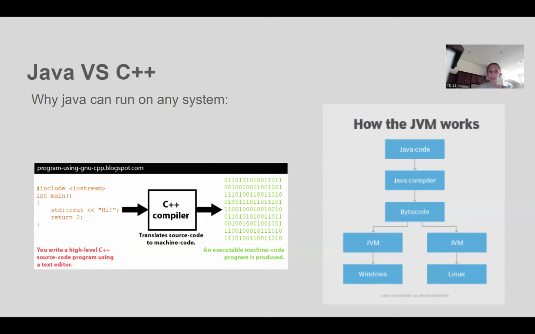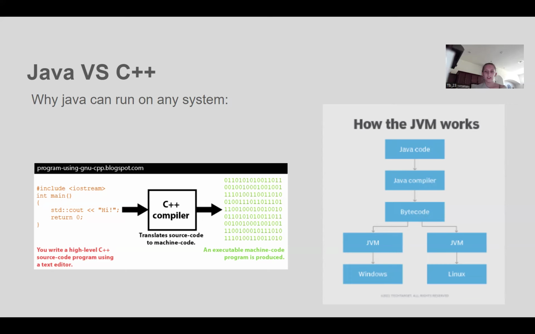For C++, it takes what you write and it goes through a C++ compiler and it goes straight to machine code that the computer can read, which is why it only works on that device that you write the code on. Versus Java, what it does is it takes your code and it runs it through the Java compiler. The Java compiler is what turns it into bytecode.